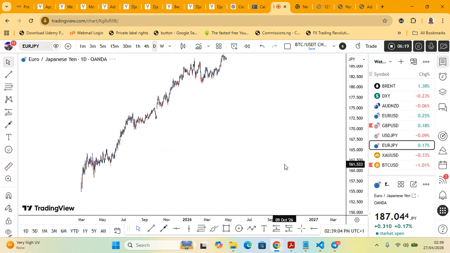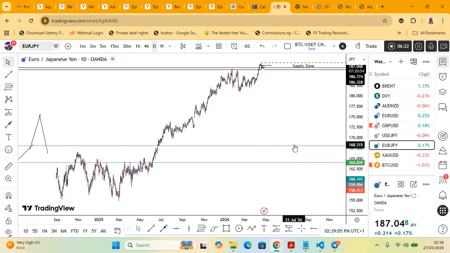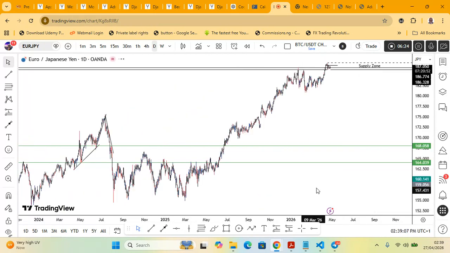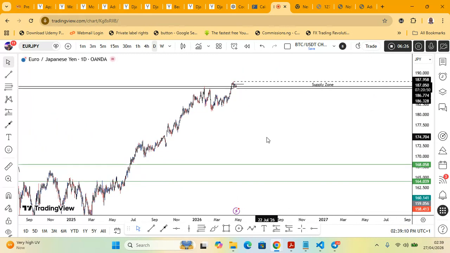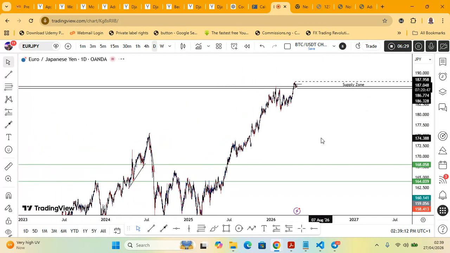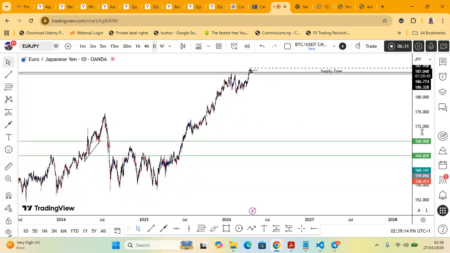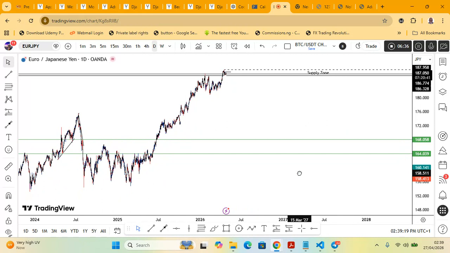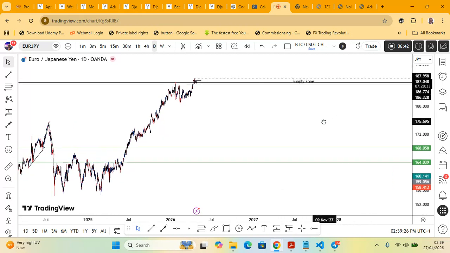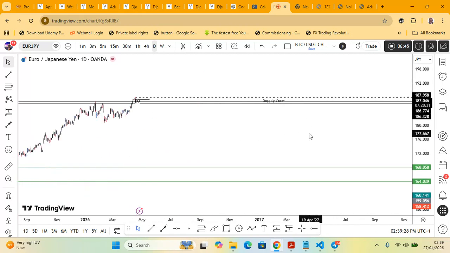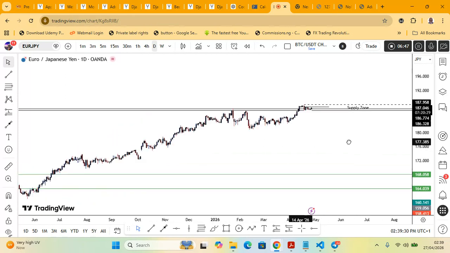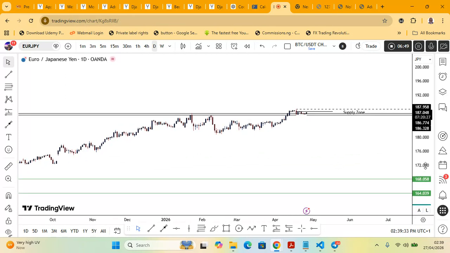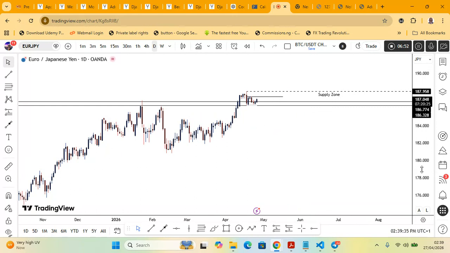So let's look at EJ. Now, if you look at EJ, I've already marked up EJ, so we're going to leave this markup the way it is. I was waiting for this price to come to this supply zone. Those of you who understand market structure, support and resistance trading and supply and demand, you understand what I'm saying here. I've already marked up this chart from the daily time frame. So I want price to get to this supply zone, then I look for opportunity.